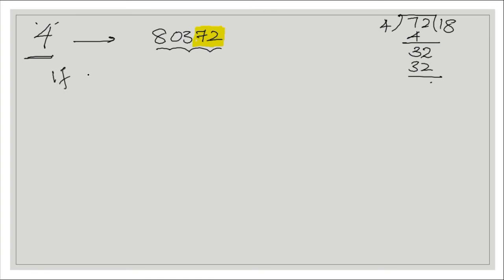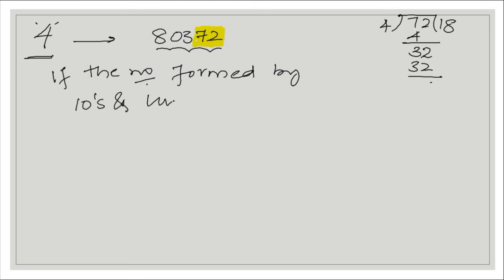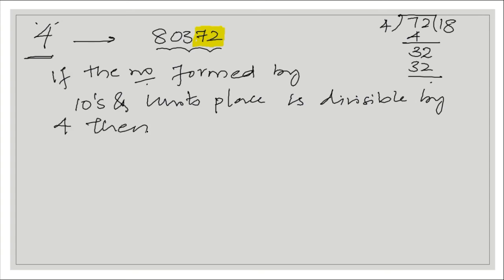If the number formed by tens and units place is divisible by 4, then the number is divisible by 4.